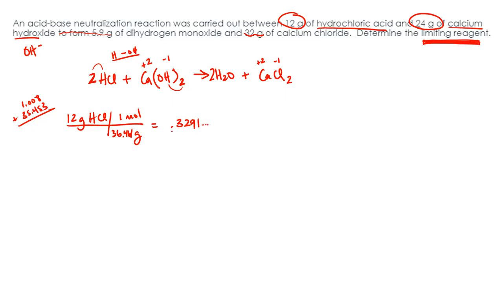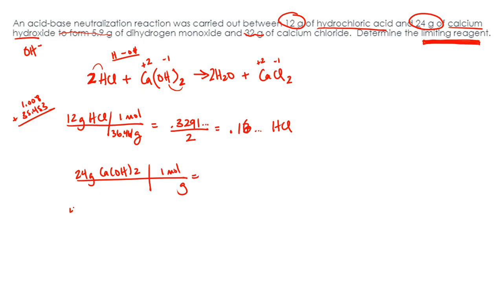We're going to divide by the coefficient in the balanced equation. That's going to give us like a 0.1764, maybe 0.16 something, HCl. Now let's do the same thing for our calcium hydroxide. We've got 24 grams of calcium hydroxide. And divide by the molar mass once again.